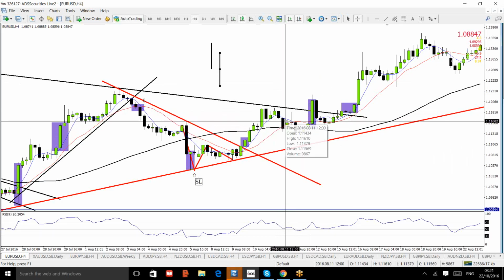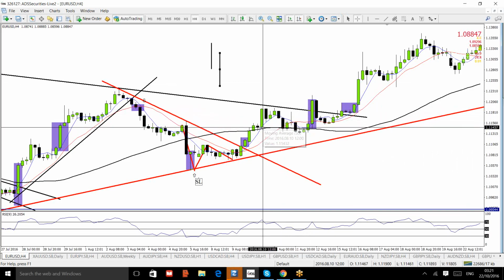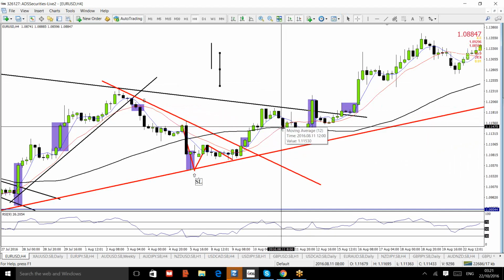But remember, this was the controlling candle. It fails to break the controlling candle. It's almost there, right? So there's no point in closing the trade.